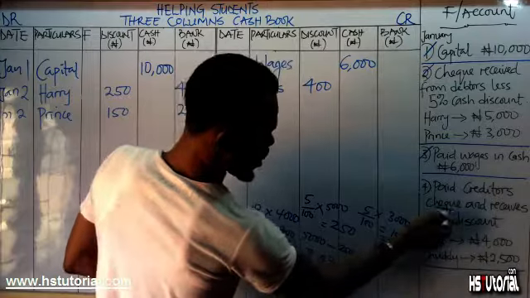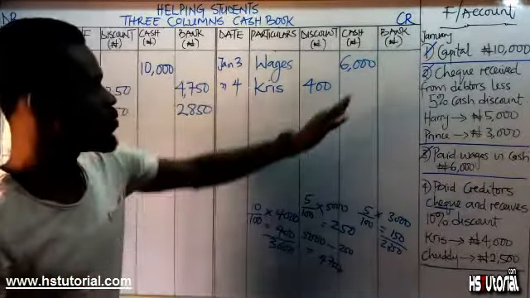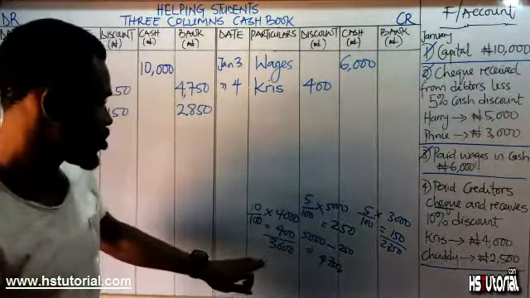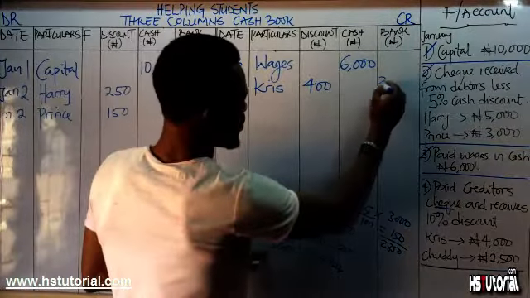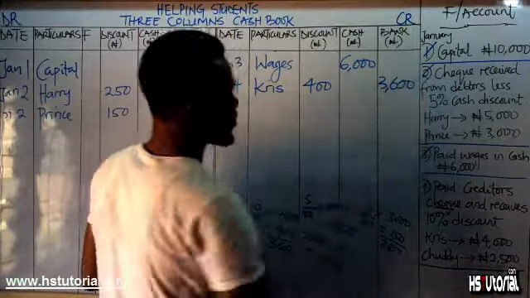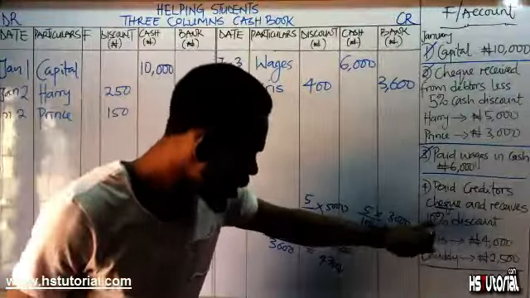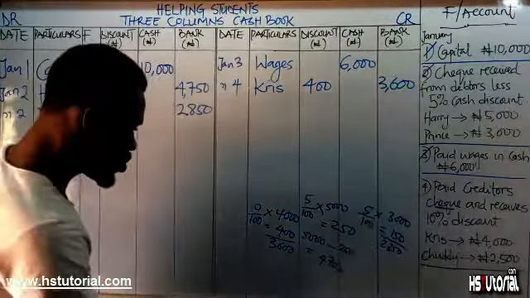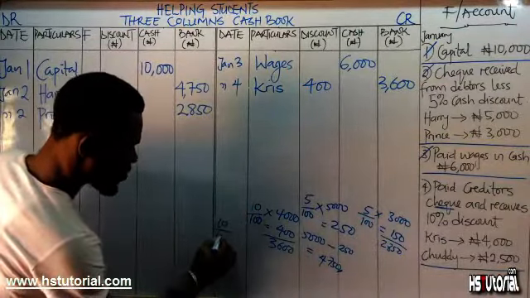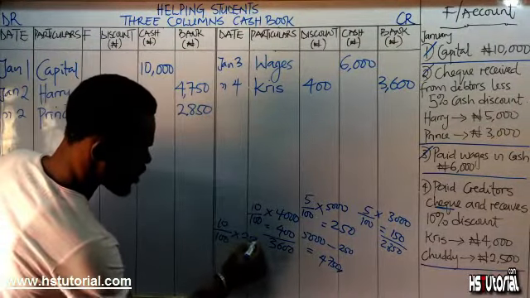3,600. They said paid creditors check. So because of this check we have here, the entry is going to be recorded under the bank section. So under the bank, we write what? 3,600. Then we'll come to the next one. We have Chudi. 10% of 2,500. We'll do the same thing again. 10 divided by 100 times 2,500.